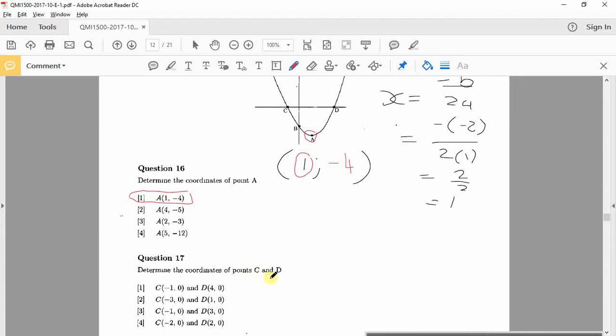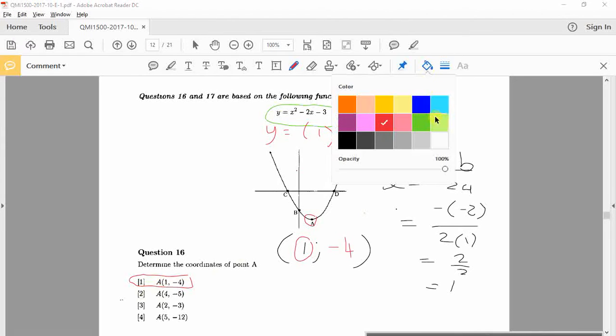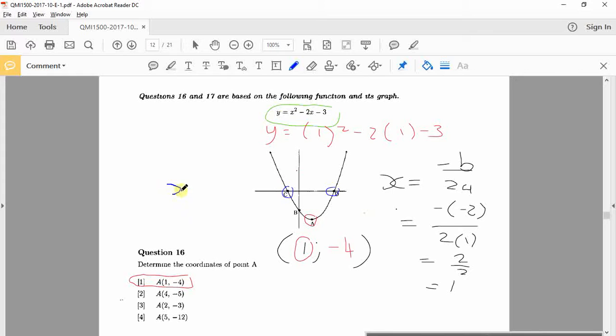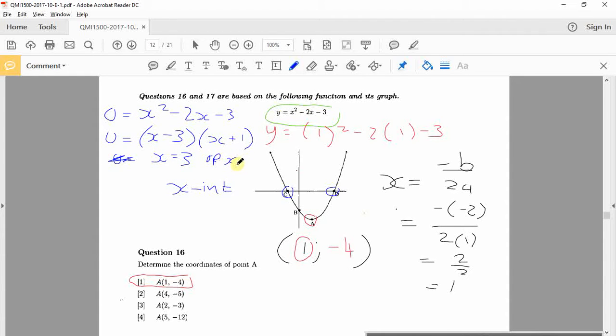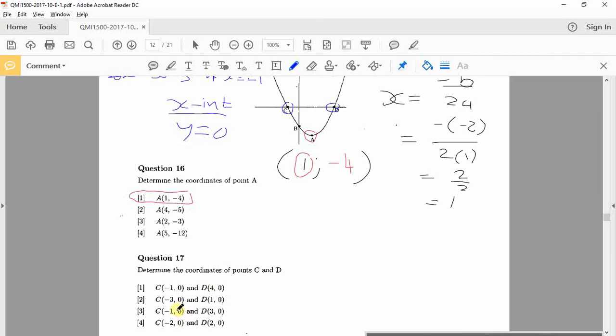17. Determine the coordinates of points C and D. Okay, so what are points C and D? Points C and D are intercepts, x-intercepts. Where do x-intercepts occur? Where y is 0. Factorize. Okay, x is 3 or x is minus 1. So x-intercepts occur where y equals 0. That we know, that's theory. Make the equation equal to 0 and then solve for x. 3 and minus 1.